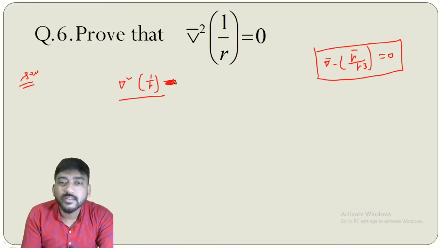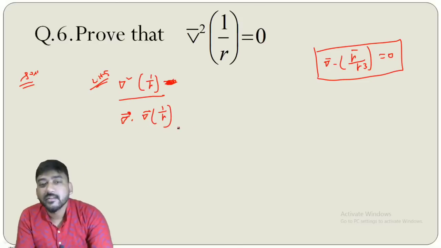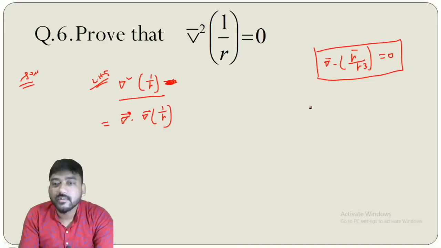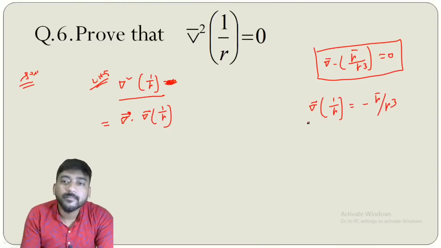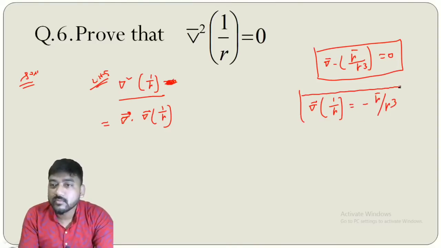So let me take this as the left hand side: del square 1 by r. You can write it this way also, as divergence of gradient of 1 by r. And I have proved this thing also, that gradient of 1 by r is nothing but minus r by r cube. So you can put it here.